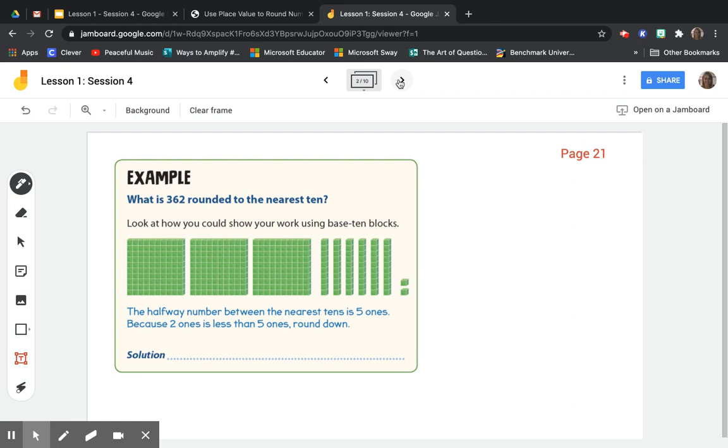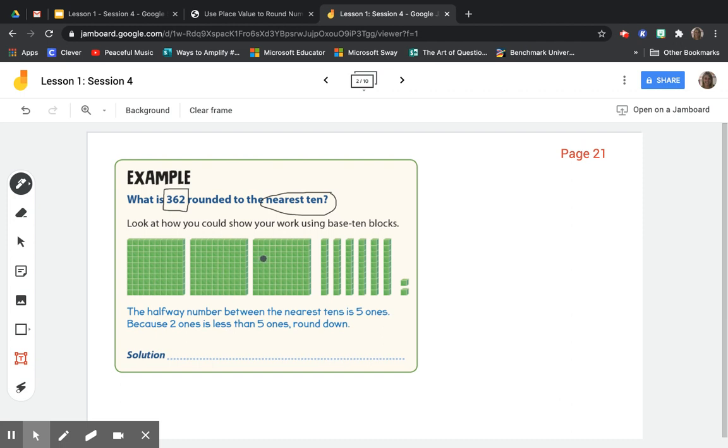And this is another problem that's rounding to the nearest 10. So here we go. Example. What is 362 rounded to the nearest 10? So again, I know that I'm rounding. I'm going to circle nearest 10 because that's really important. We're not doing hundreds, we're doing tens. And we know that the number we're looking at is 362. So this is an example. So they're showing us what we could do. It says, look at how you could show your work using base 10 blocks.